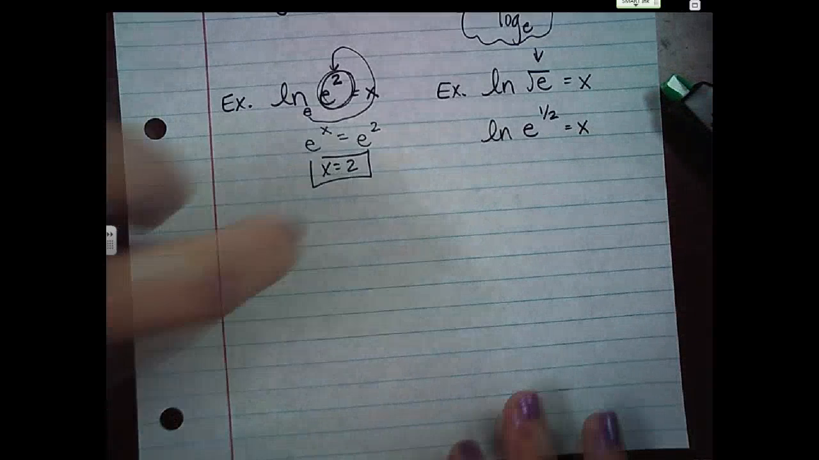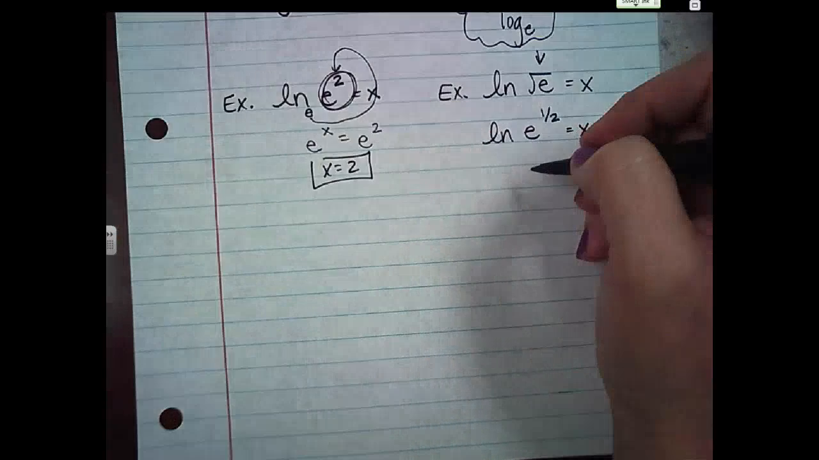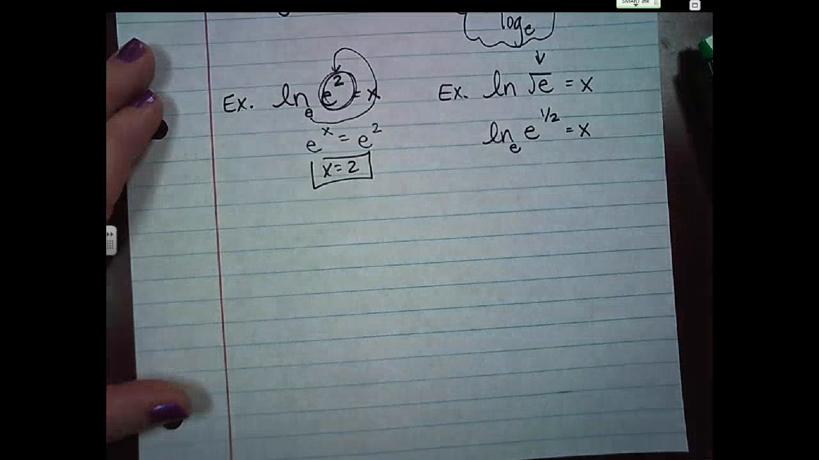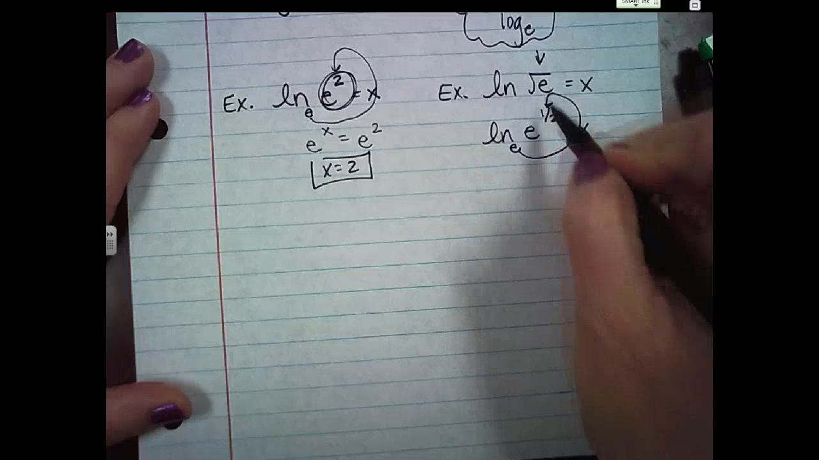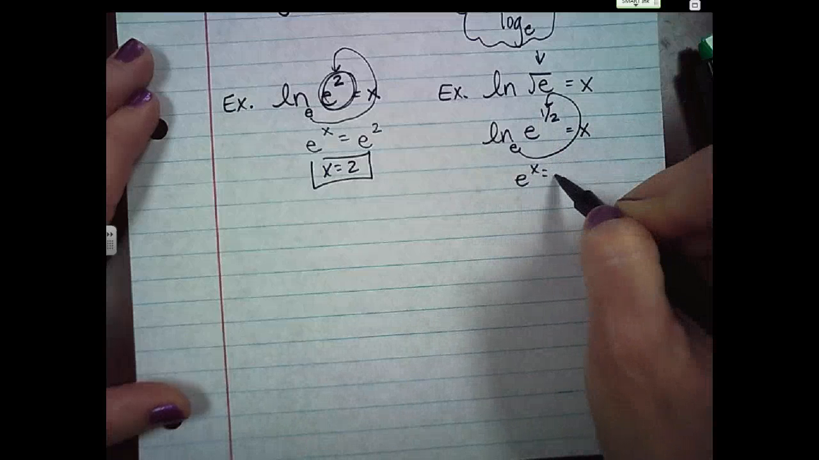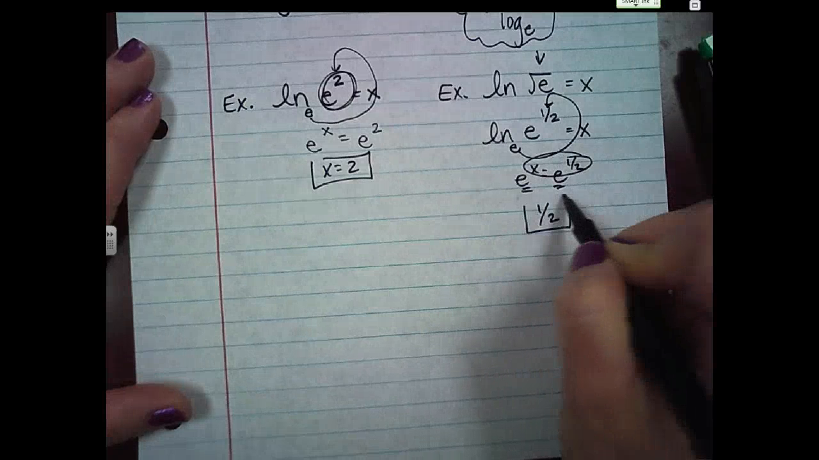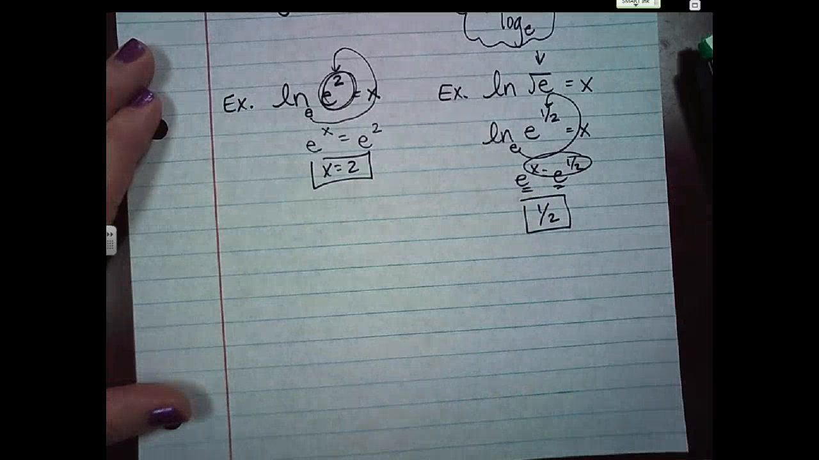Okay, when you see ln, it just means the base, instead of being 4, or 5, or 10, is e. What gets me from e to the 1/2 power? 1/2. If you don't see it again, I'll show you. e to the x equals e to the 1/2. The bases are the same, so x is 1/2.